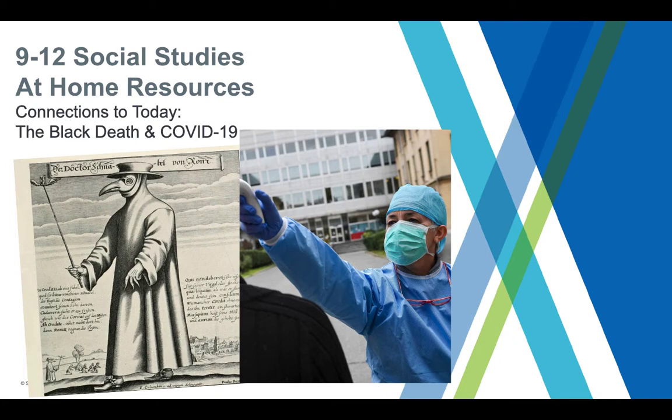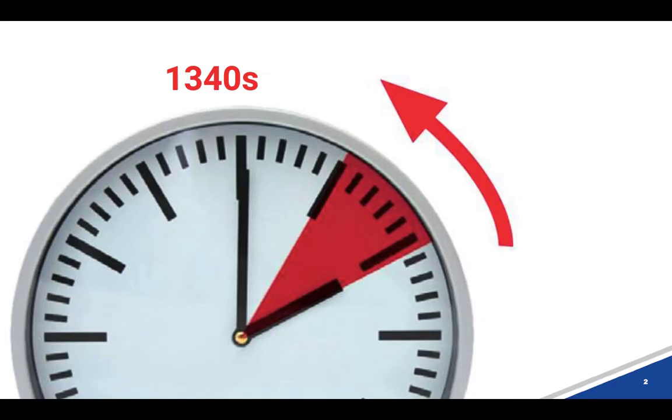Today, we'll examine the Black Death, or the Bubonic Plague, and how it connects to the COVID-19 pandemic. Let's turn back the clock to the 1340s. It is the height of the Middle Ages, and feudalism has dictated the social class and lives of millions of people across Europe. Trade between countries is beginning to expand, and the Christian church is powerful. Let's look at how the Black Plague started, devastated Europe, and changed society.